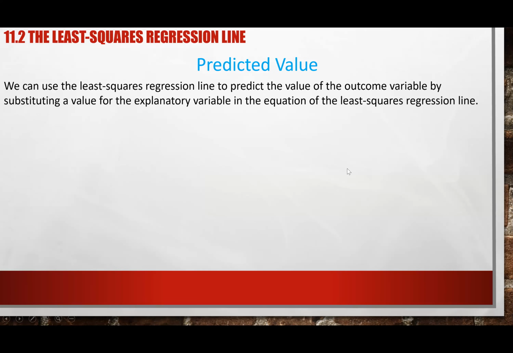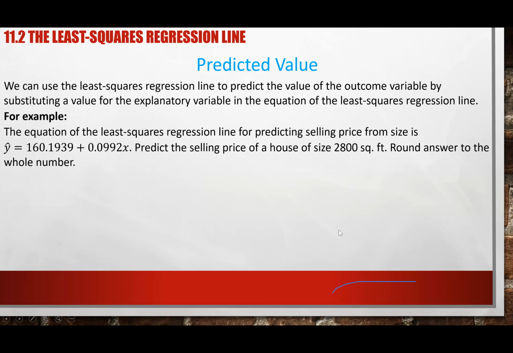Okay, so looking at this, they basically tell you that once you find that equation, you can predict the selling price of the house if we have the size, right? So they want to know how much the house costs if the house is 2,800 square feet.